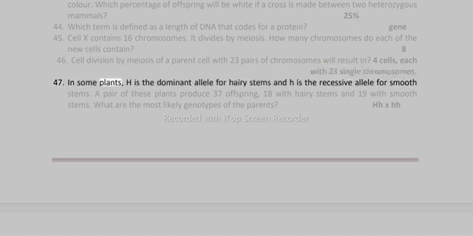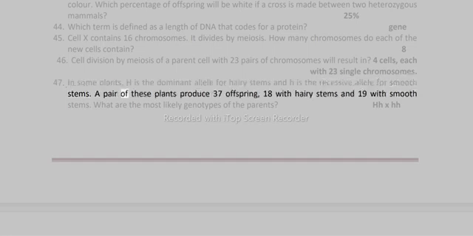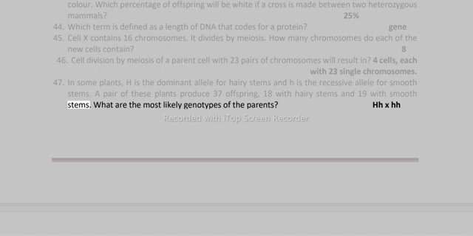47. In some plants, H is the dominant allele for hairy stems and h is the recessive allele for smooth stems. A pair of these plants produce 37 offspring, 18 with hairy stems and 19 with smooth stems. What are the most likely genotypes of the parents? Hh × hh.